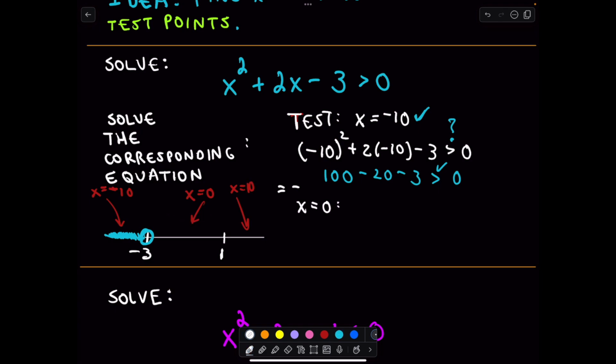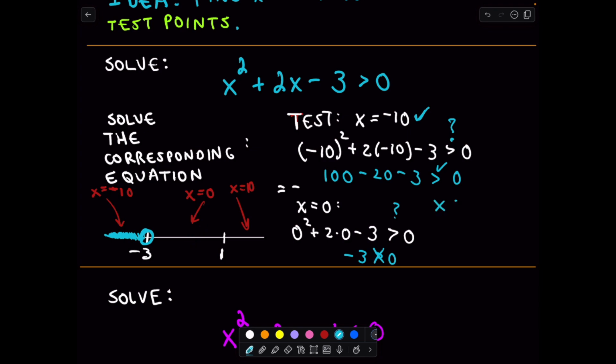Likewise, you could test x equals 0. If you test x equals 0, we would have 0 squared plus 2 times 0 minus 3. And I'm asking myself again, is that greater than 0? Well, no, because we'll get negative 3 on the left. That is not greater than 0. So no shading in the middle, because that value didn't work.